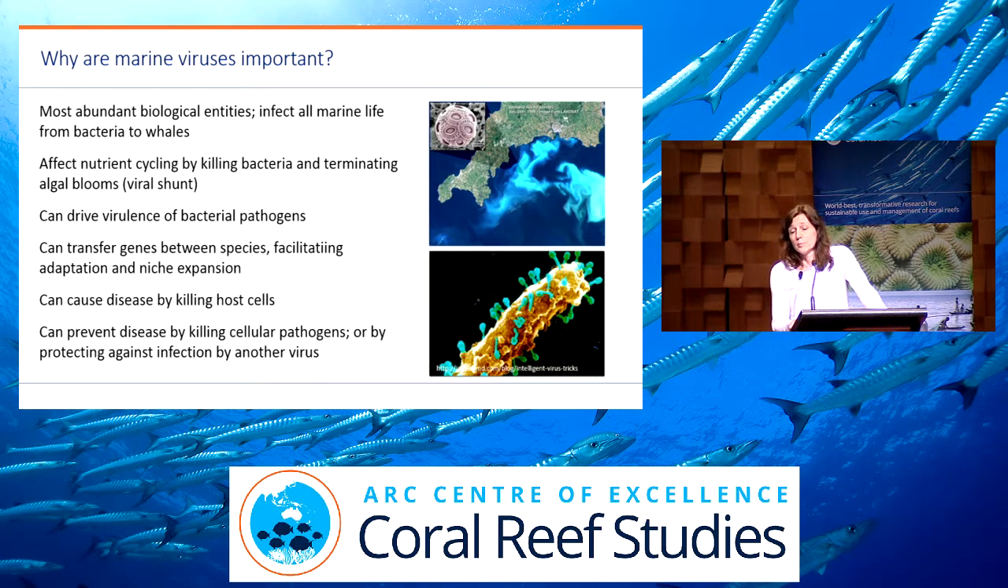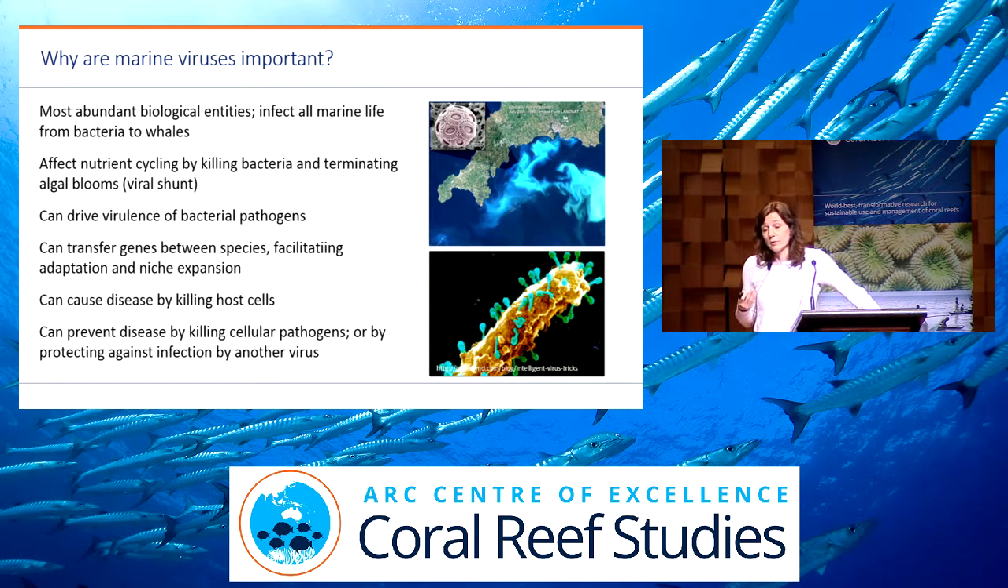Viruses affect nutrient cycling because they can kill bacteria and algal blooms. Here's an image of a terminated bloom of Emiliania huxleyi in the North Sea. And from space, you can see all the calcium carbonate plates that are floating around in the ocean. And this is done by viral lysis.